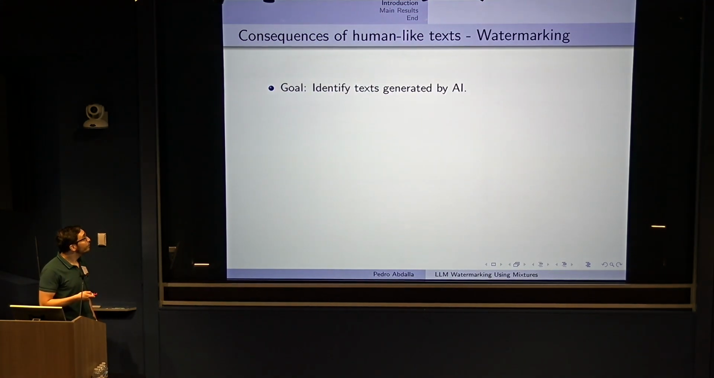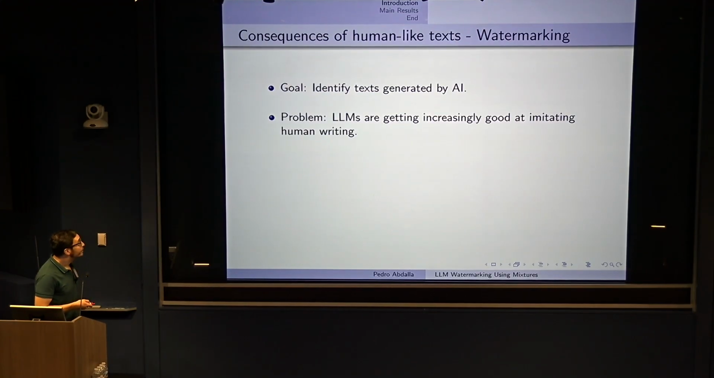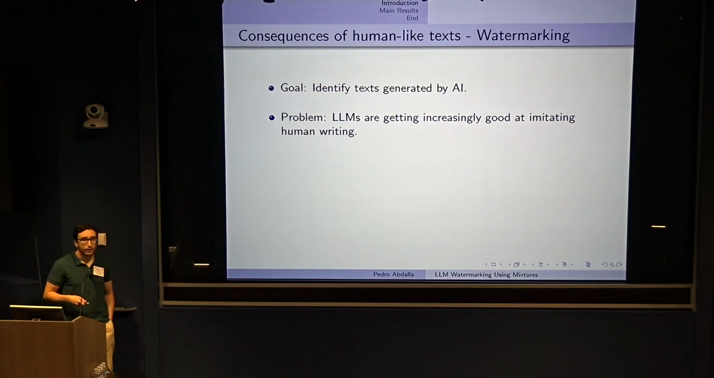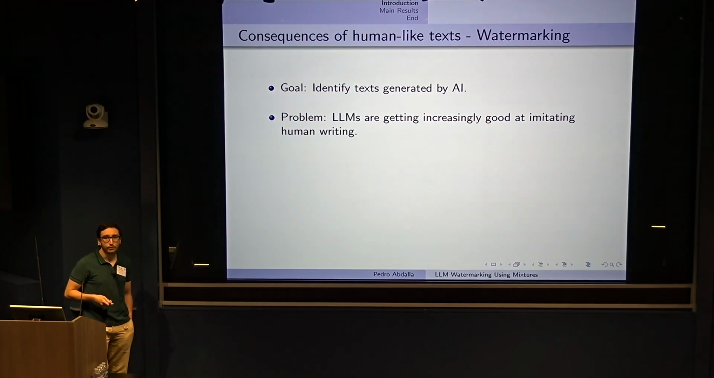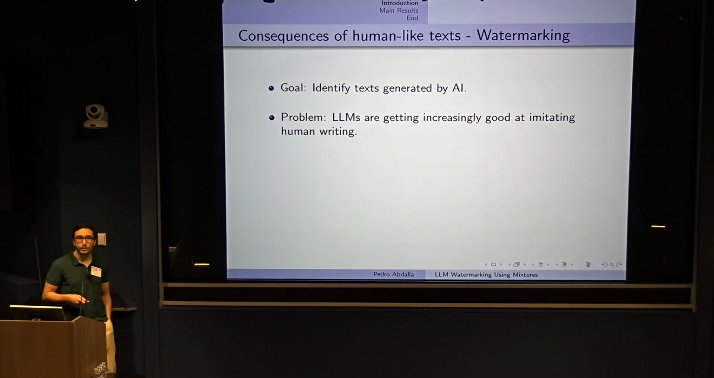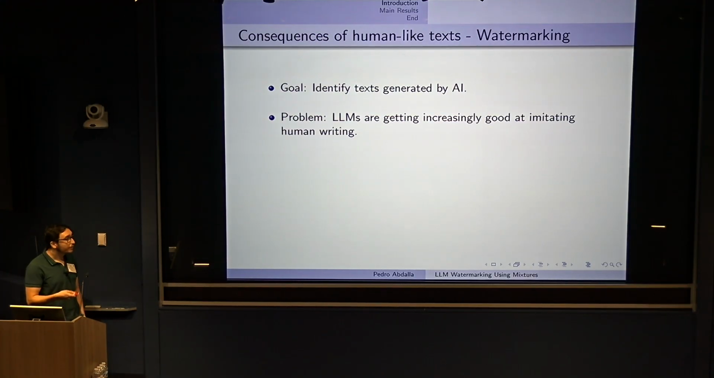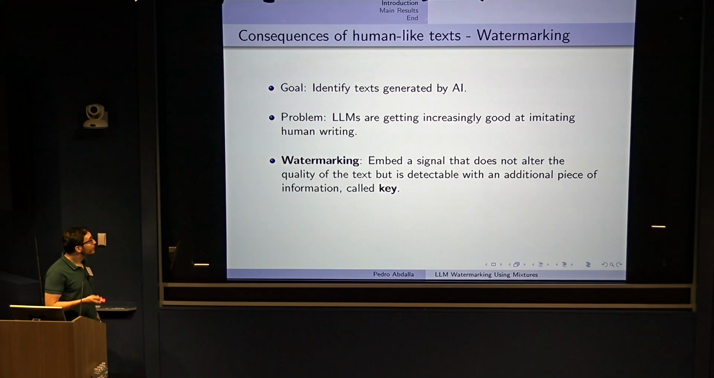Our goal here is quite simple. We want to identify text generated by watermarked large language models. The problem, of course, is that LLMs are getting better and better at imitating human writing. I don't think we are in exactly this position now, but it's getting harder and harder. So you want a proper way to identify it, not relying on our eyes. Watermarking is one way to do it.